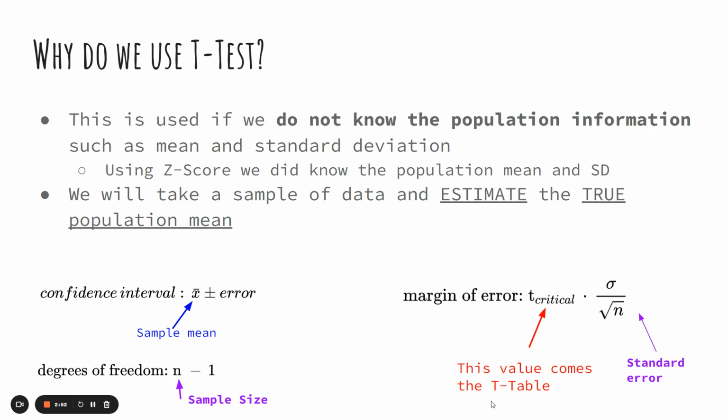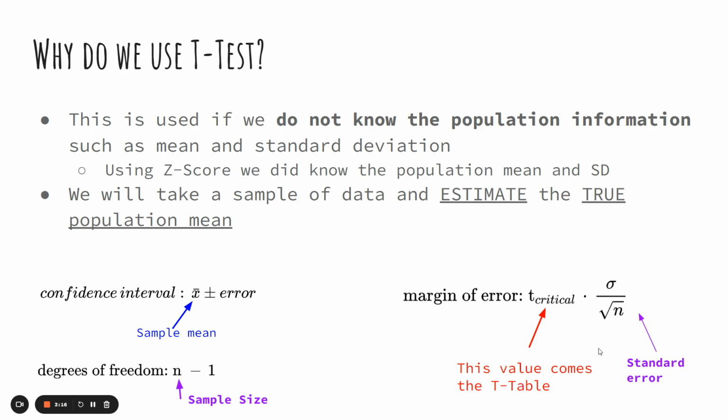So the confidence interval is X bar plus or minus the error. X bar is my sample mean. So we're going to find the mean of a sample, and then we're going to add and subtract the error off of that. We quantify the error with the formula: T critical, which I will discuss in a second, times the standard error. The critical value of T comes from the T table, which again, I will discuss in a second.